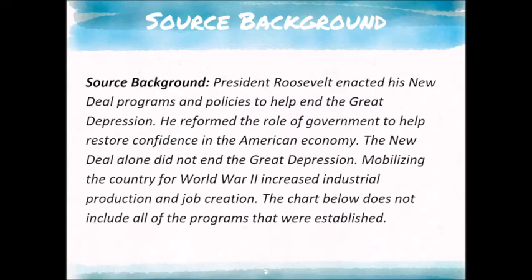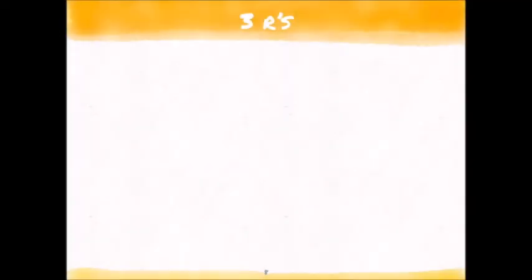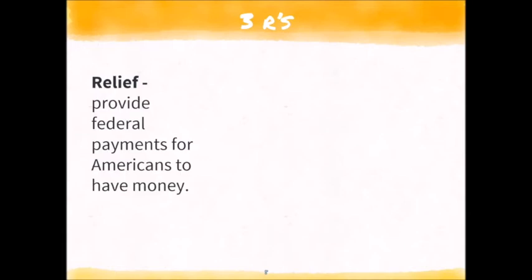But before we get into the chart, I want to discuss the 3 R's. The 3 R's help one understand the strategies of the New Deal program. First, we have relief. President Roosevelt strived to put money in the hands of Americans that were unemployed. This was so that they were able to purchase food and provide shelter for themselves.